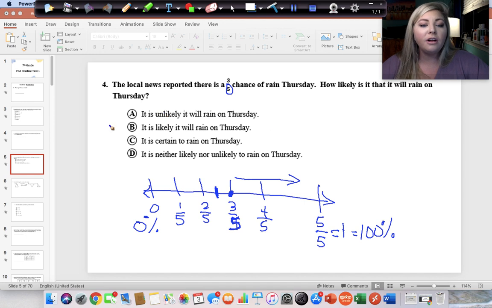So let's look at our answer choices. It is unlikely it will rain on Thursday. That is not true because it is more likely than unlikely. It is likely it will rain on Thursday. Okay, I like that one.